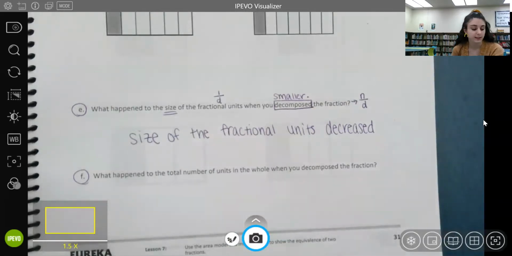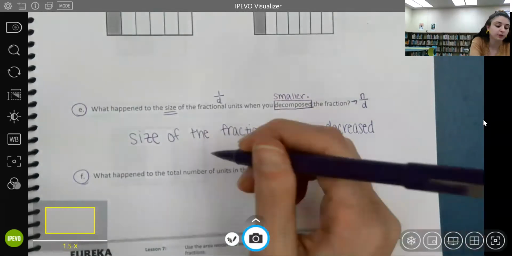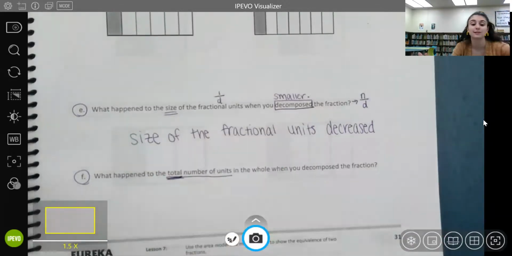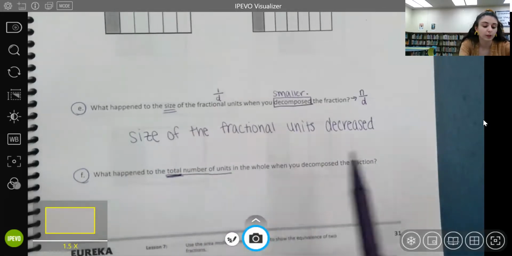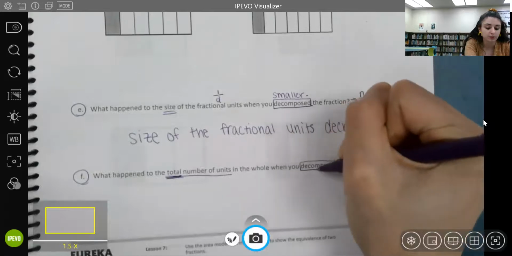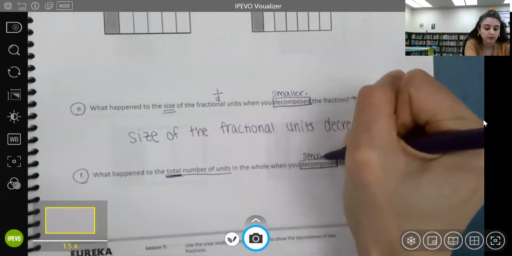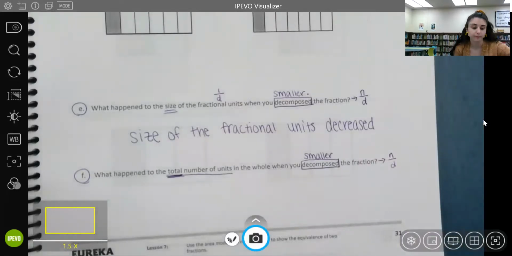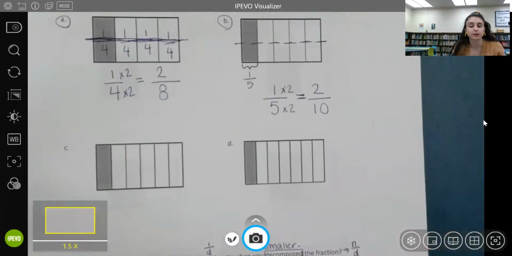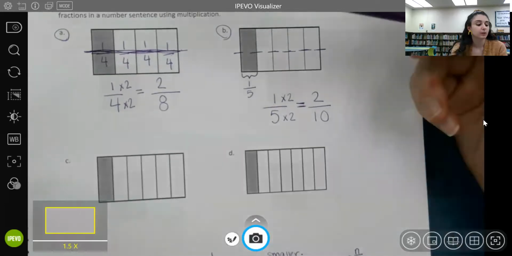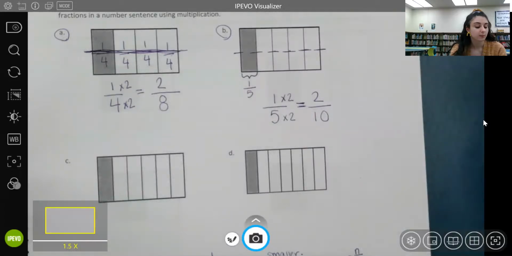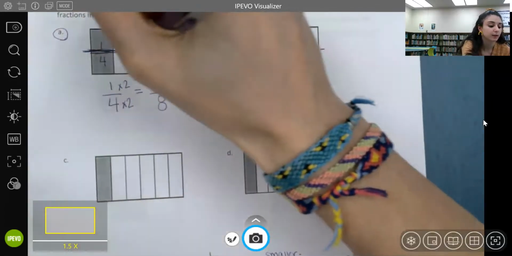Then for F, it says, what happened to the total number of units? So I'm going to underline total number of units, and I'm going to really underline the word total because that's very important. So what happened to the total number of units in the whole when you decomposed? Again, I'm going to put a box around decomposed, and write that means smaller, the fraction, and n over d. So again, we're going to go back up to the top, and instead of looking at B, we're going to look at A. So we started with 4 boxes, and when we decomposed the fraction, we put this line through it.